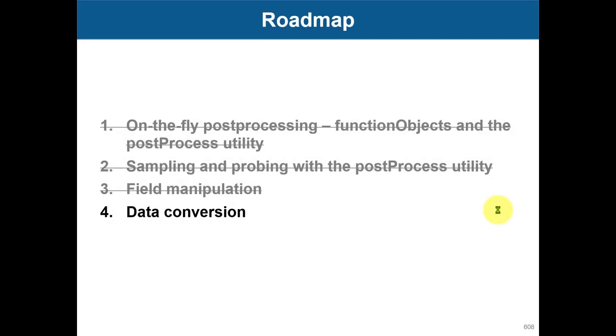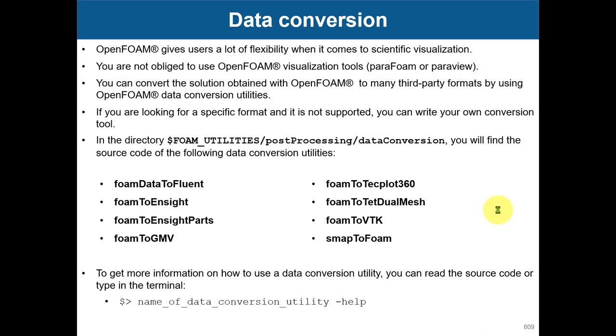Okay, welcome back, and let's address this last lecture of this module 5. So it's about data conversion and ASCII binary form. Data conversion means converting the OpenFOAM data structure to another data structure, so that you can then use another program to post-process the data. There are a few utilities to do that.